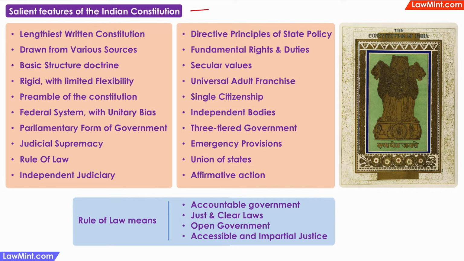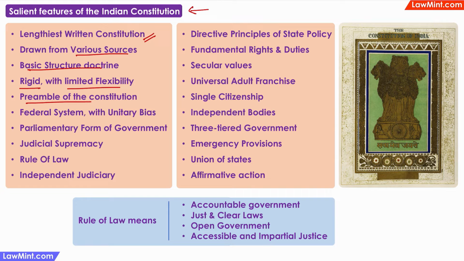What are some of the salient features of the Indian Constitution? Well, India has the lengthiest constitution among all countries. This was because there was an intention to put in writing as many things as possible to reduce ambiguity and clearly document the original intent. As we saw, it was drawn from various sources. There is a basic structure doctrine that is followed in the Constitution, which means that some aspects are rigid with limited flexibility and some features are flexible.